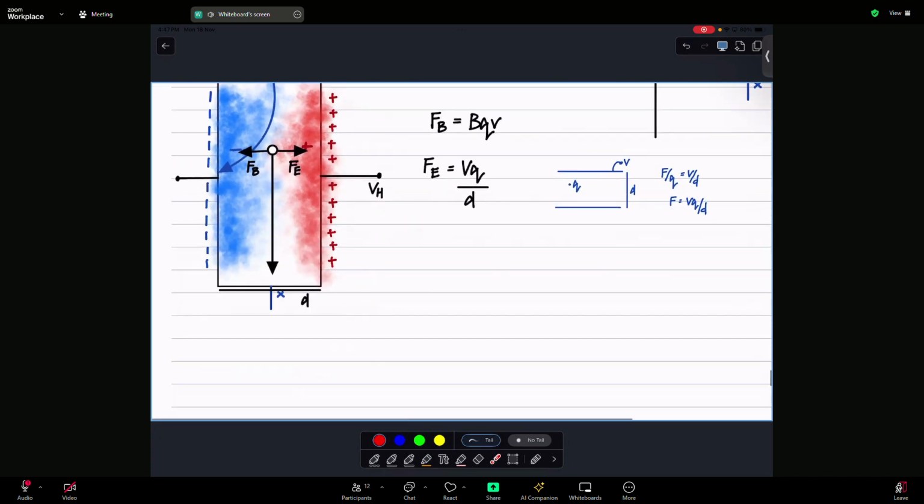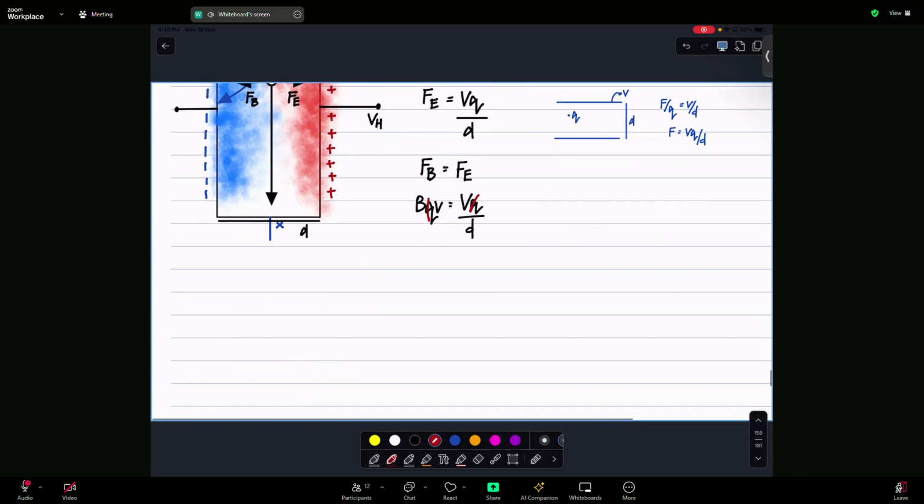So in this scenario, what should these two forces do? Equate. So if FB equals FE, you get BQV equals VQ by D, and the Q cancels out. Sometimes students wonder, what if the wire didn't have electrons or it had ions in it? It doesn't matter. It'll have the same outcome because the charge value is not the consequence. Sometimes students will ask, we took the electrons, but what if they're positive charges? No problem. It's just going to be the same thing because the charge has no consequence on your outcome.